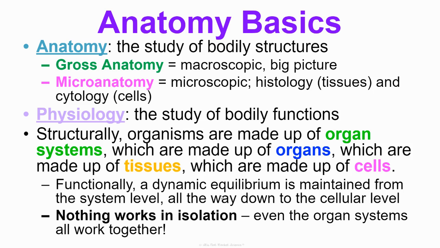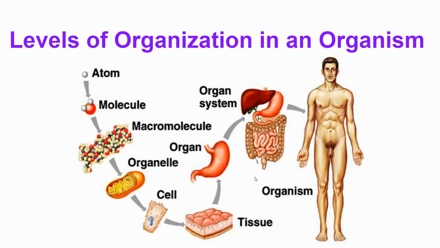So for instance, when you just had breakfast or lunch, or whatever the meal that you most recently ate was, it went into your digestive system. Those nutrients then got filtered out by your liver, went into your circulatory system, which then pumped those nutrients all around the body to all of the different tissues, including your skeletal system tissues, your muscular system tissues, and so on and so forth. So nothing works by itself. It all works together.